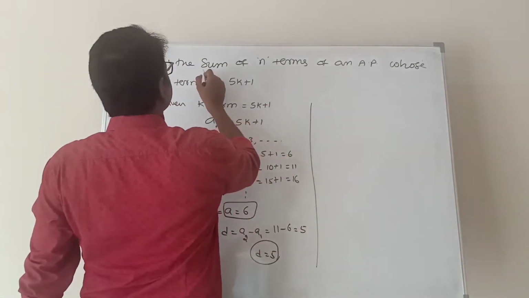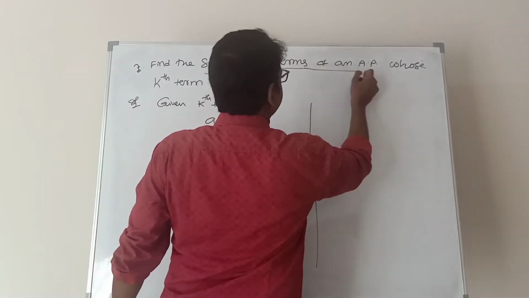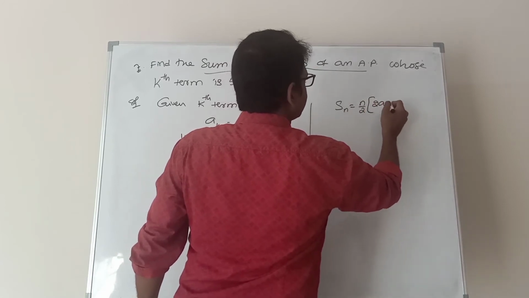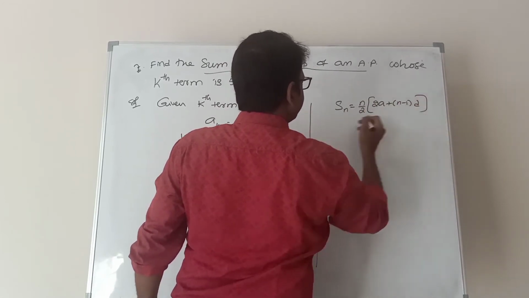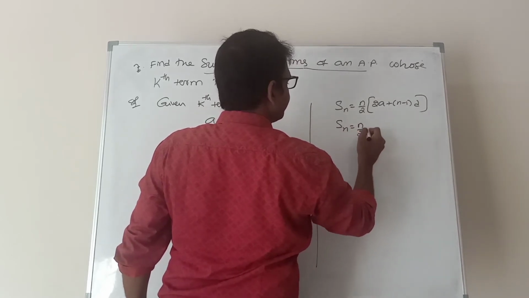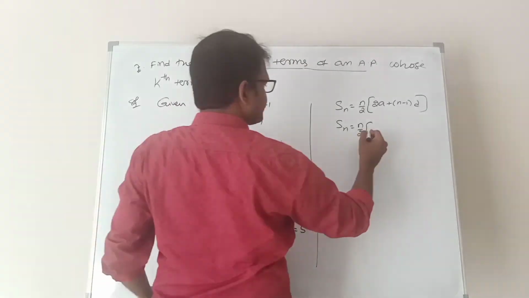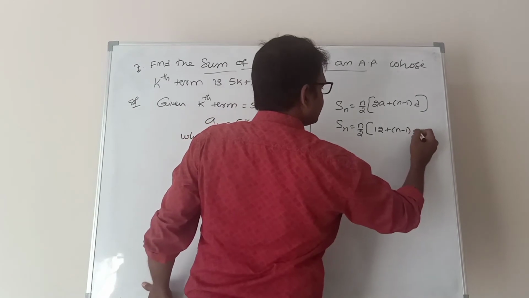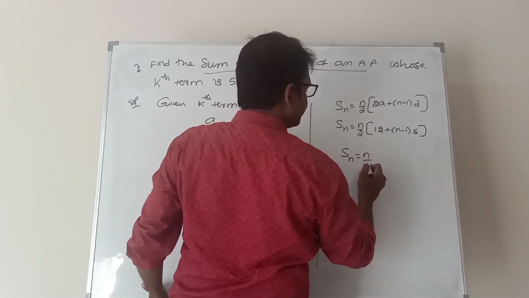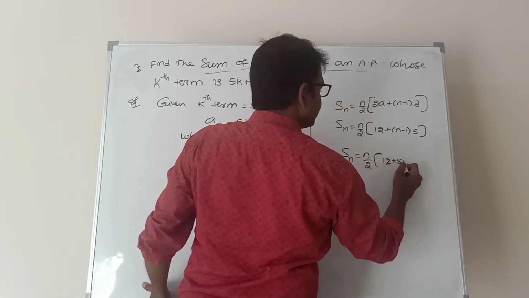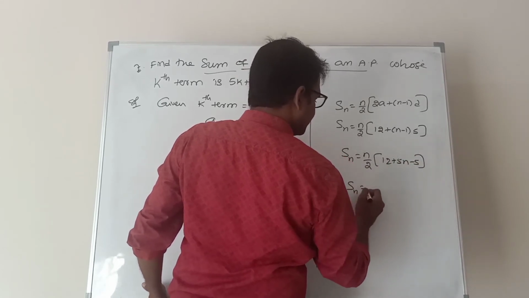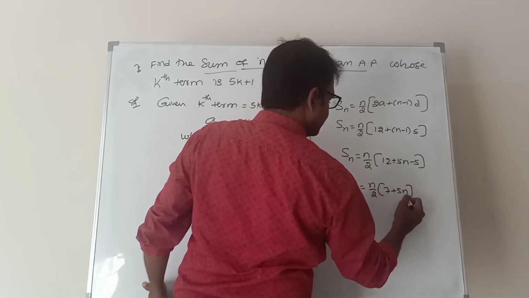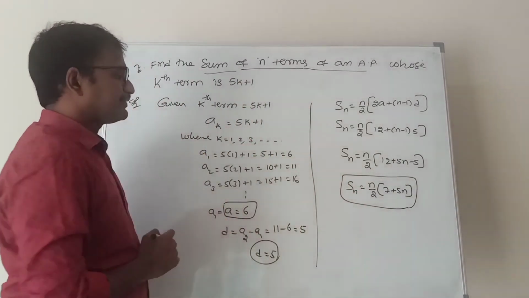Next, what we have to find? Sum of n terms of AP. Sum of n terms of AP formula is n by 2 into 2a plus n minus 1 into d. Sn is equal to n by 2 into 2 into a, 2 into 6, 12, plus n minus 1 into common difference, 5. So Sn is equal to n by 2 into 12 plus 5n minus 5. So Sn is equal to n by 2 into 12 minus 5, 7, 7 plus 5n. This is the value of sum of n terms of AP.